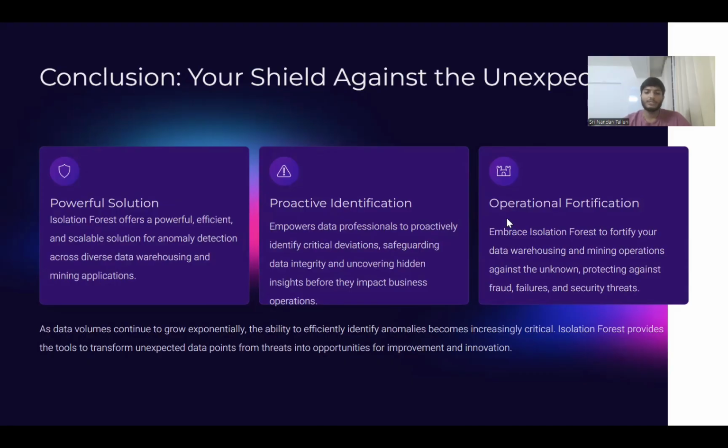It is fast, scalable, and works well even without labeled data. As data continues to grow in size and complexity, such algorithms become essential tools for data analysis. Isolation forest helps organizations detect problems early, improve decision making, and gain valuable insights.